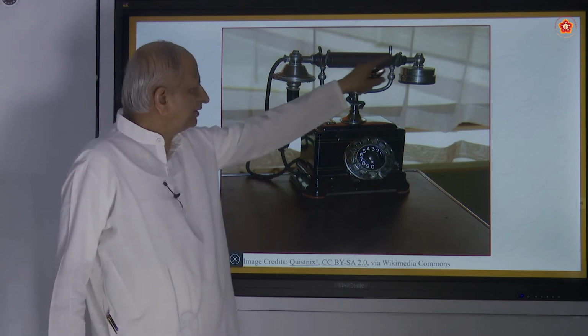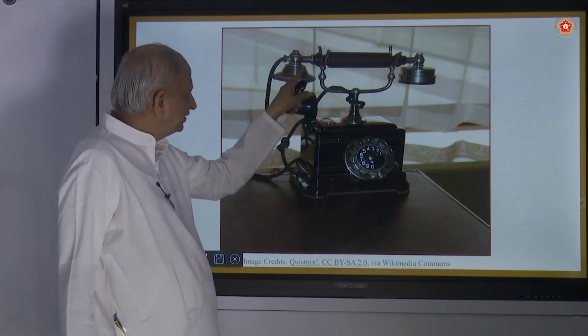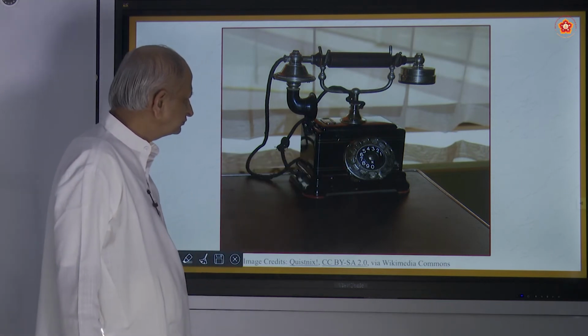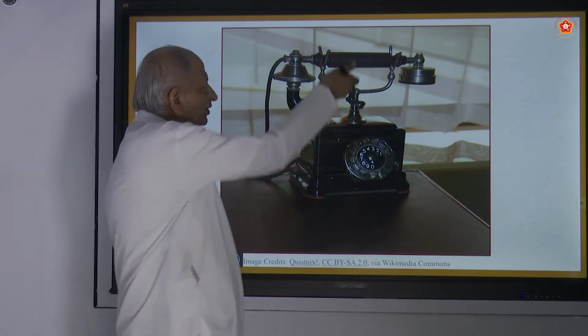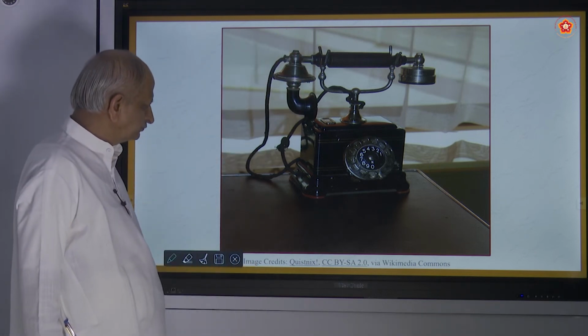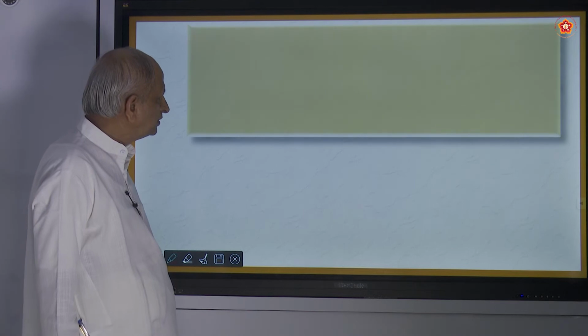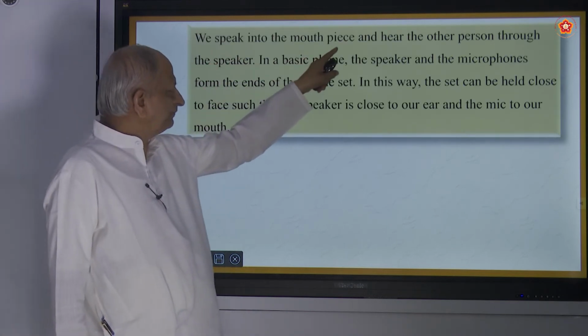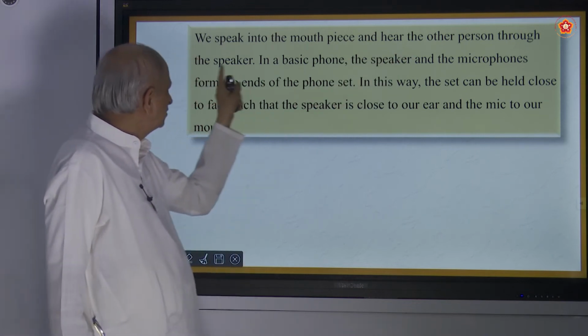So this is a phone set, and this is a stand on which it is kept. Okay, so when the ring comes, you have to lift it up, and to call on the phone. Okay. Now after that we speak into the mouthpiece and hear the other person through the speaker.